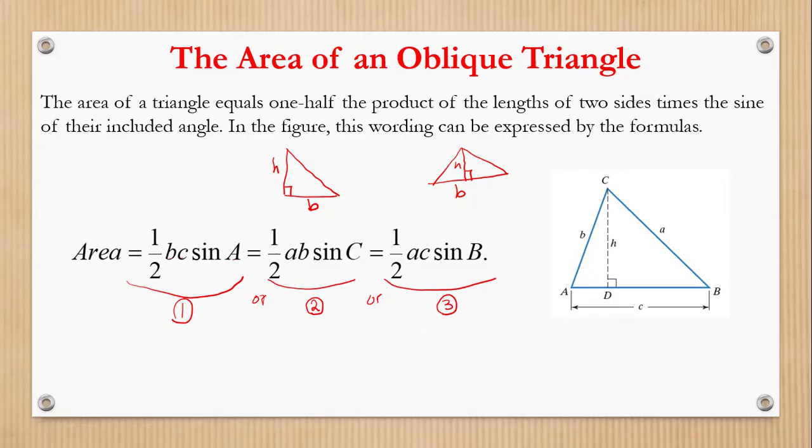So to remember the formulas, if you have B and C, you have angle A because angle A is exactly between these two sides. Angle C is exactly between sides A and B. Angle B is exactly between sides A and C.